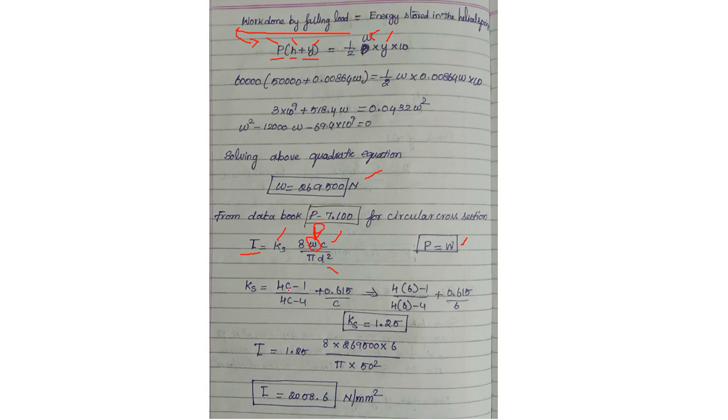So Ks is equal to 4c minus 1 divided by 4c minus 4 plus 0.615 divided by c. I know the value of c as 6. If I substitute, I can find the wall shear stress factor Ks is equal to 1.25. Substituting this Ks value in the previous formula, 1.25 into 8 into 269500 into 6 divided by pi into 50 square, I can find the maximum stress acting on each spring.